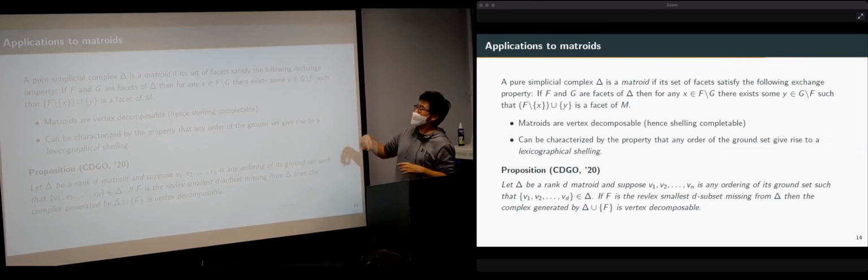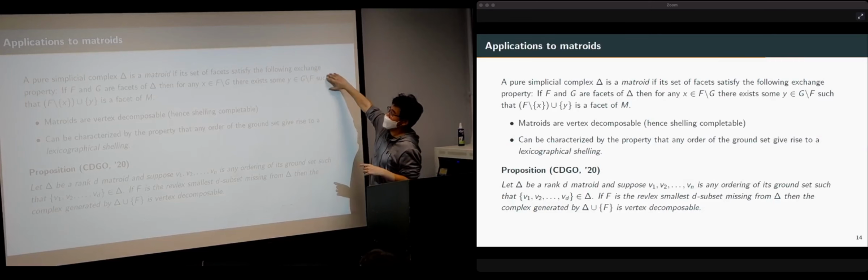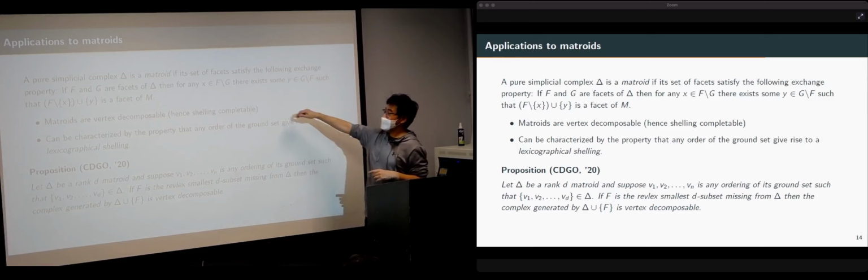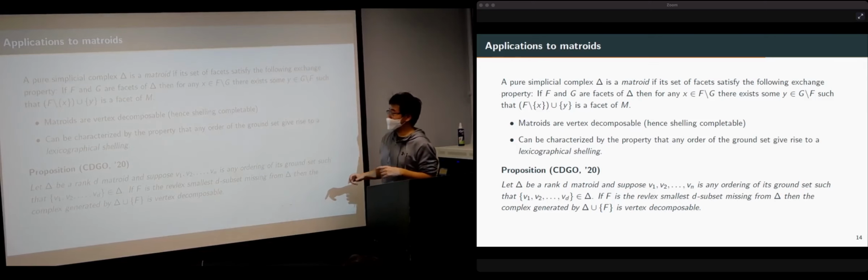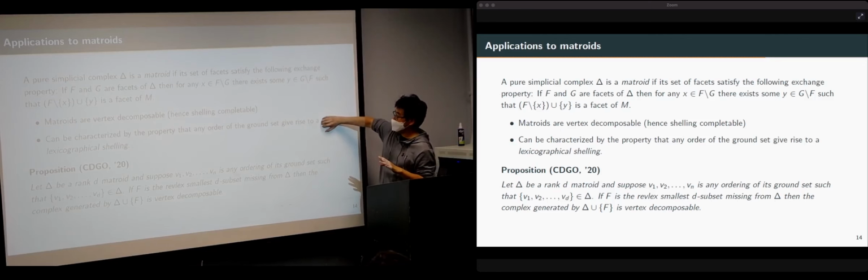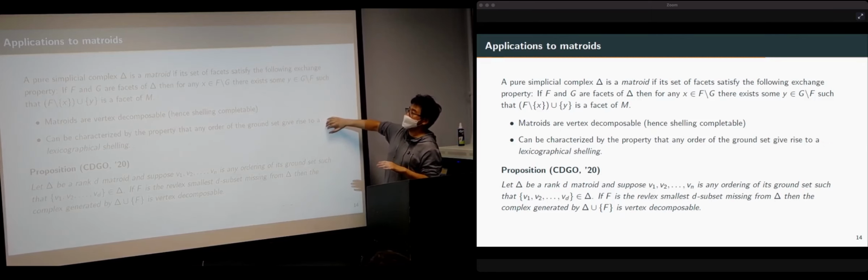A pure simplicial complex is a matroid if it satisfies this well-known exchange property. And matroids are vertex decomposable. Also, another nice property of a matroid that is quite well known is that if you pick an arbitrary ordering of the ground set, and then take the lexicographic ordering of the facets, then that is actually a shelling order. So for matroids, you can get a lot of shelling orders very, very fast.